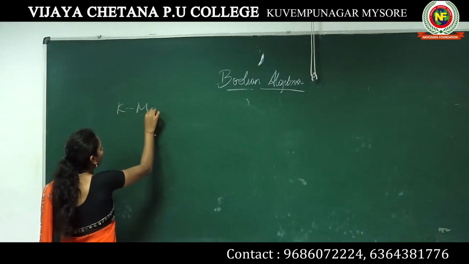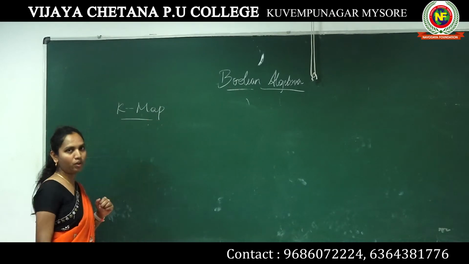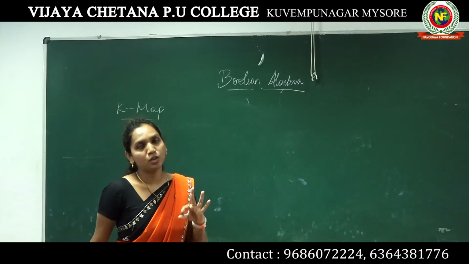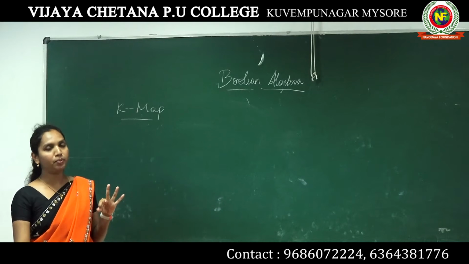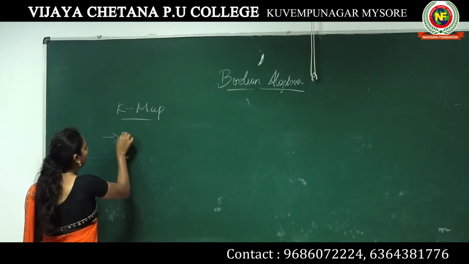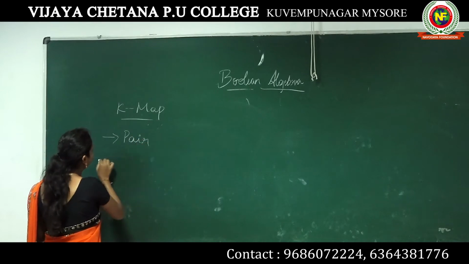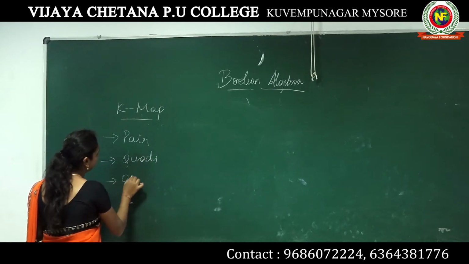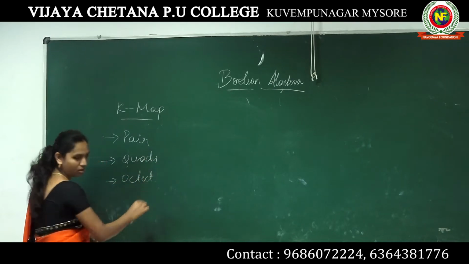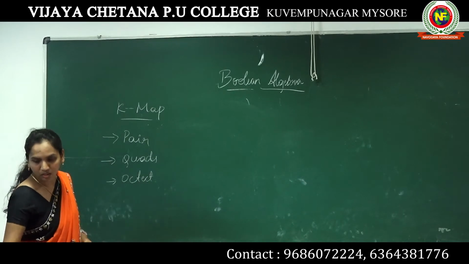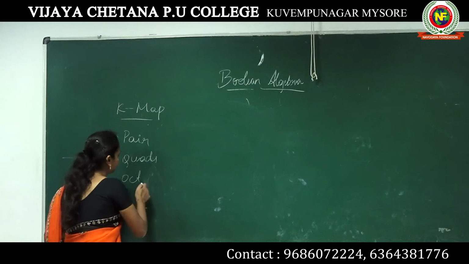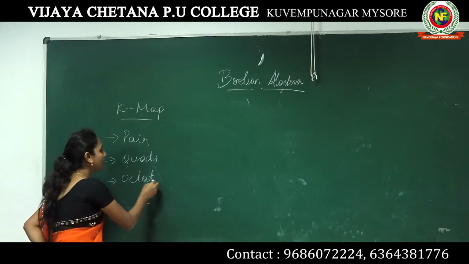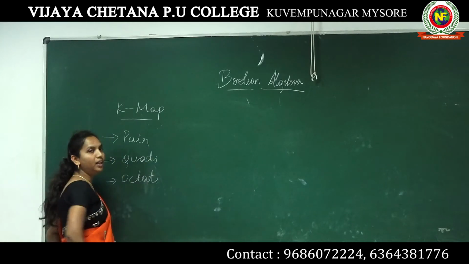What is the full form of K-map? That is Karnaugh map. So here we have the main 3 important terms, which are subtopics of the K-map: pair, quads, octets. These are the main 3 important topics in a K-map.